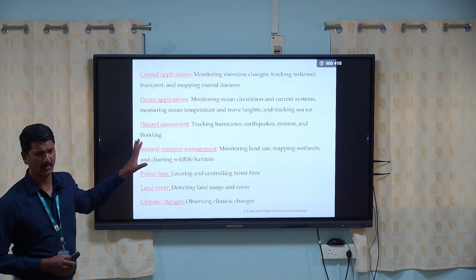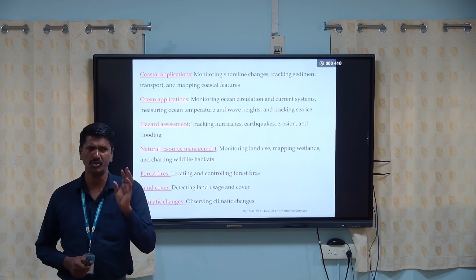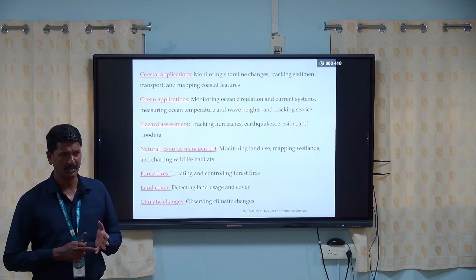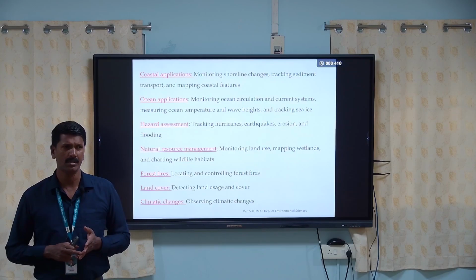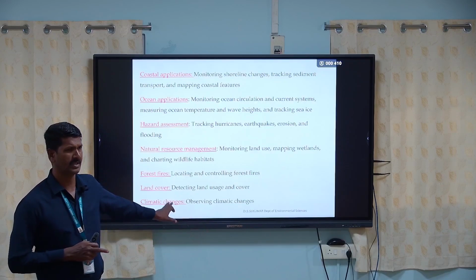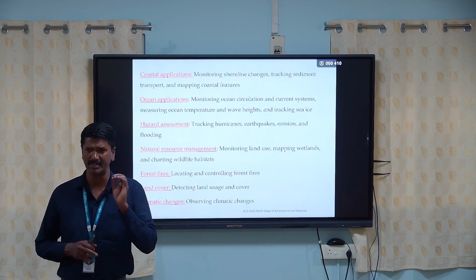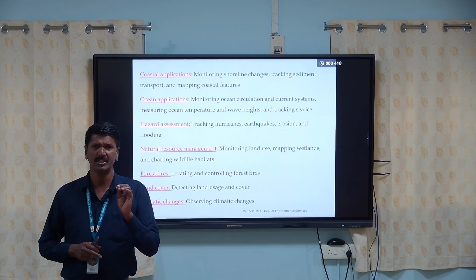Dear students, remote sensing technology is very useful for geography students, environmental studies students and geology students. All earth monitoring researchers also use this technology. Remote sensing technology is very useful for research and change detection techniques.